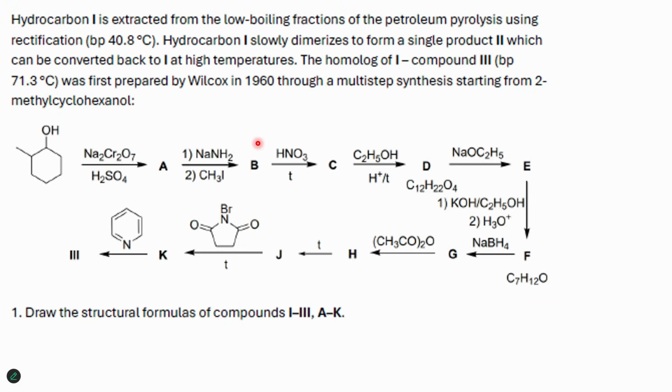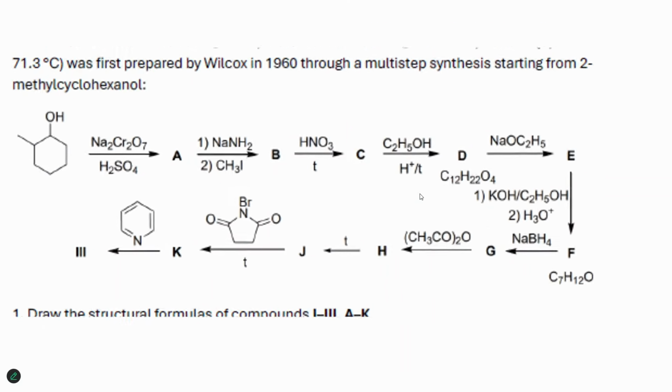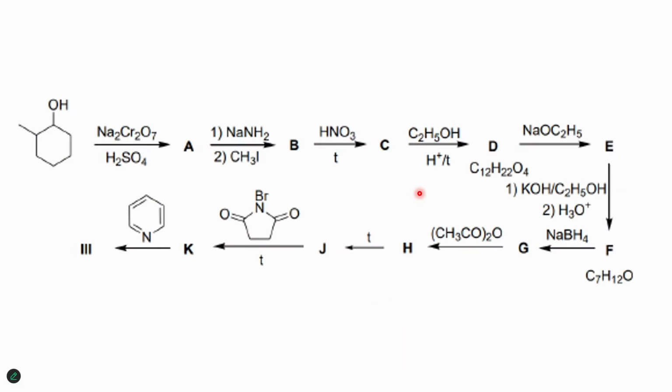So now going back to the question. Let's focus on the synthesis. As I can see from this part of the text, there's nothing useful that could help me find out the structure of any of these compounds. This is just talking about hydrocarbon 1, which is not even in this synthesis. And 3 is the homologue of 1, but there is no specific piece of information that I can use in my synthesis. Also, there is no spectral information. There is no molecular formula. There are some molecular formulas, but they are within the synthesis. So we are going to focus on the synthesis itself without any extra information.